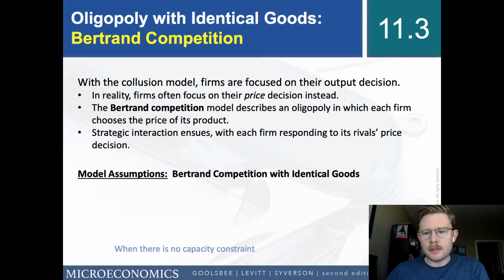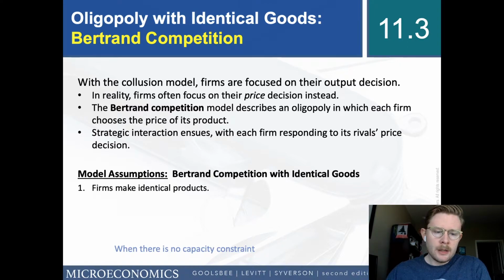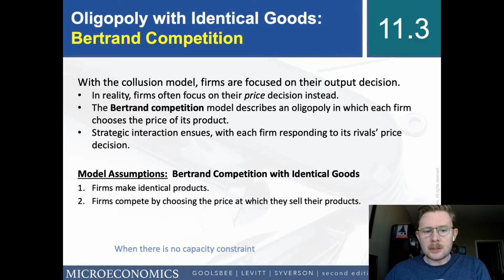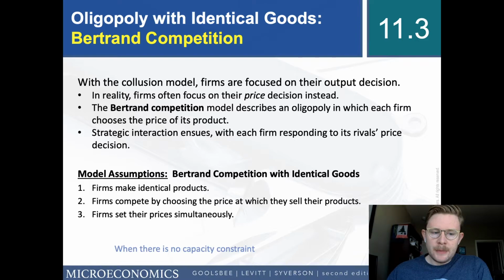We still have to make some assumptions with Bertrand models, though. First, we have to assume that firms make identical products. Second, they compete by choosing the price at which they sell their products. And third, they set their prices simultaneously. You can probably think of a lot of markets where you have two or three firms that are competing against each other, where some of these assumptions break down. These models aren't perfect, but they're a good baseline for understanding how firms interact strategically.